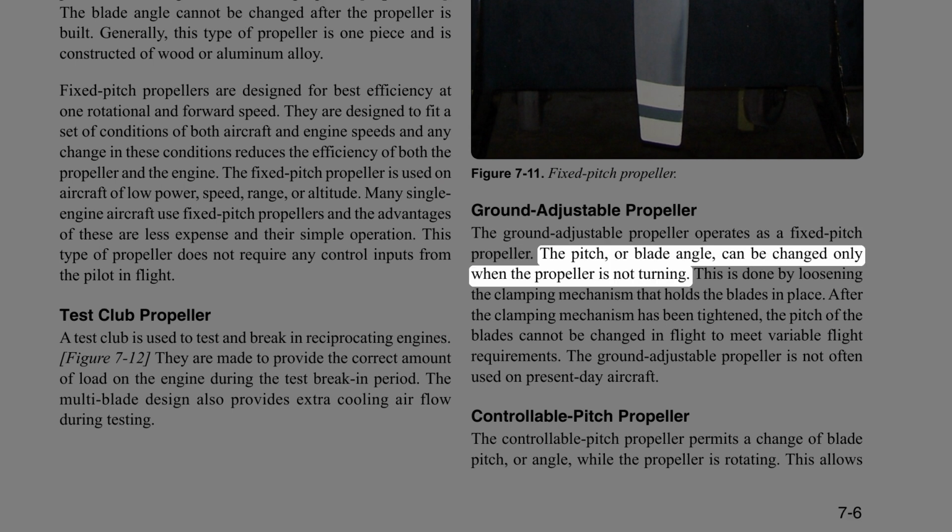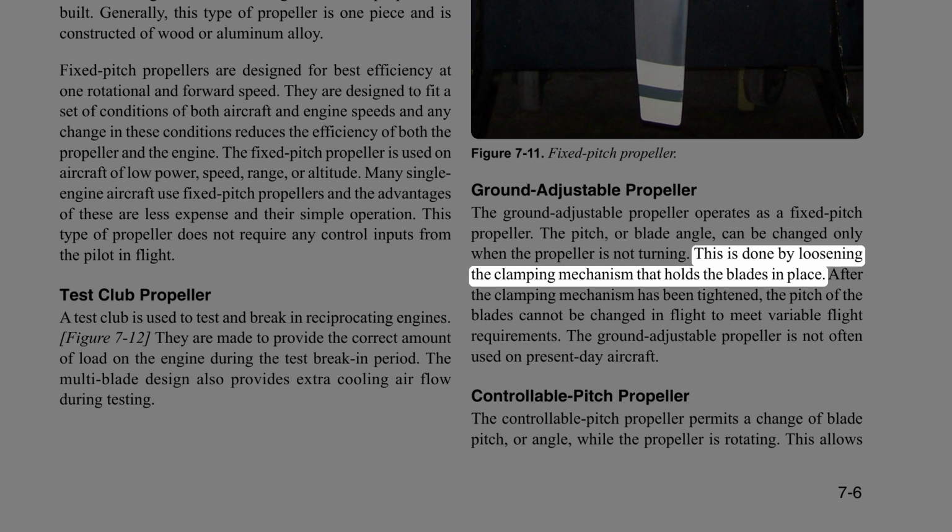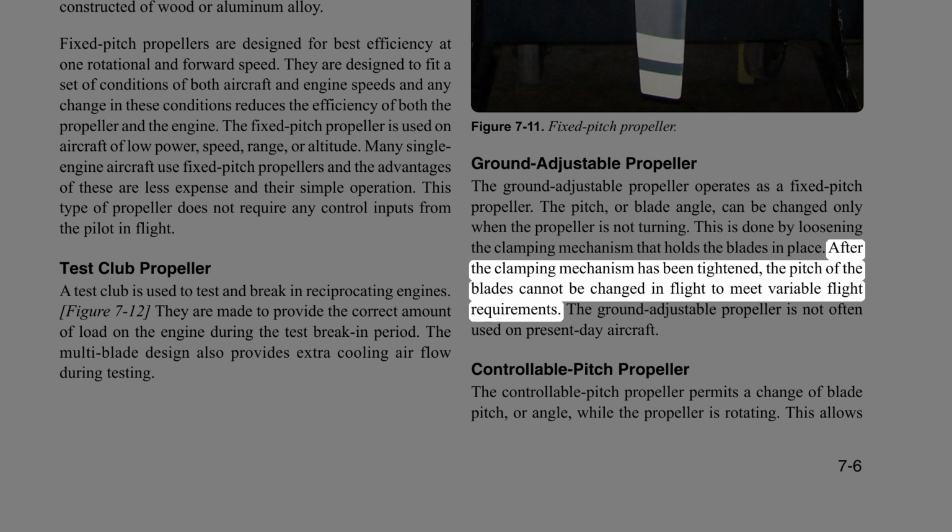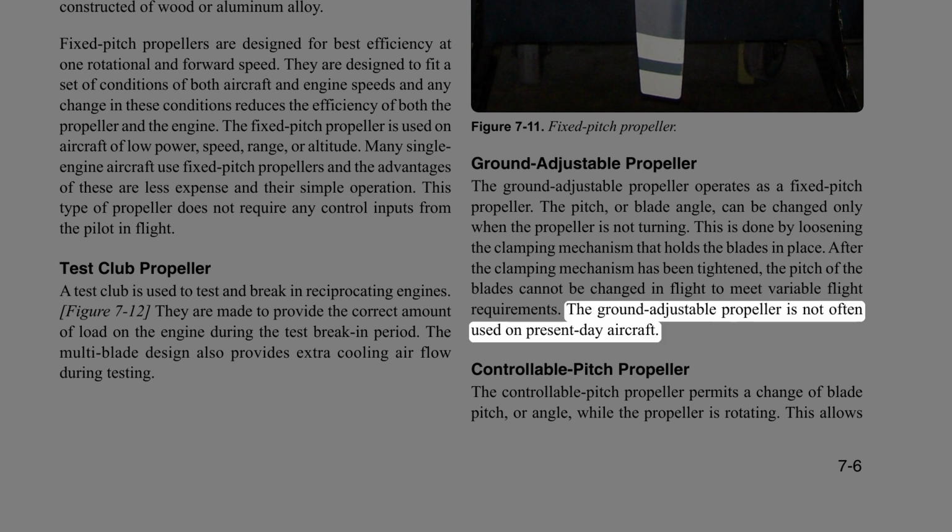The pitch or blade angle can be changed only when the propeller is not turning. This is done by loosening the clamping mechanism that holds the blades in place. After the clamping mechanism has been tightened, the pitch of the blades cannot be changed in flight to meet variable flight requirements. The ground adjustable propeller is not often used on present-day aircraft.